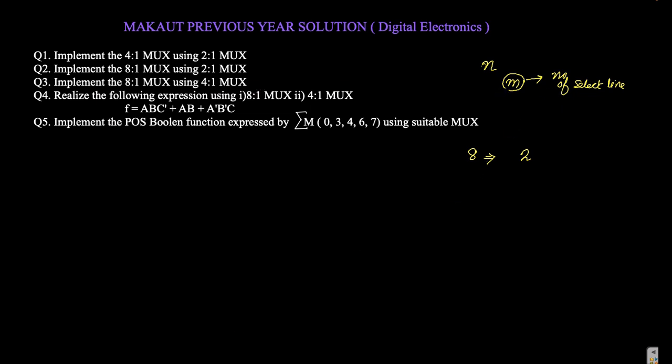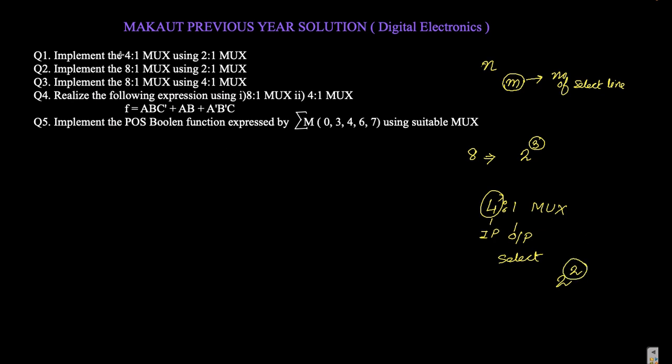That means you have to show the input count in the form of 2 to the power something. So 2 to the power 3 is 8, so 3 is the number of select lines. Like that, a 4:1 MUX has 4 inputs and 1 output. How many select lines does it have? 4 is 2 to the power 2, so 2 is the number of select lines.